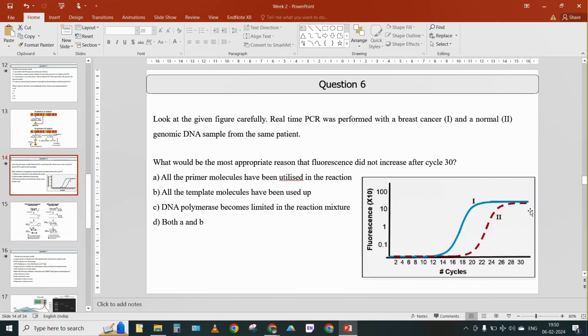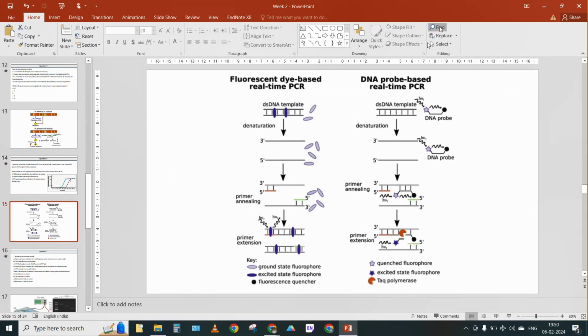In the next slide, we have some justification for the fluorescent dye based real-time PCR and DNA probe based real-time PCR. So do you know what real-time PCR is? Any definition or any layman explanation regarding real-time PCR? Anyone?